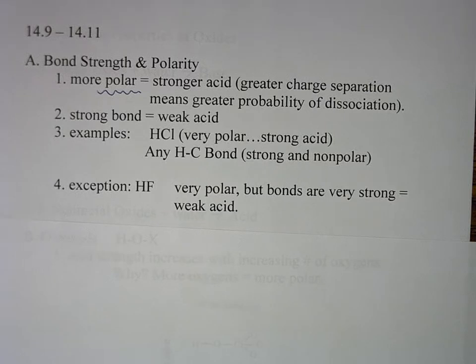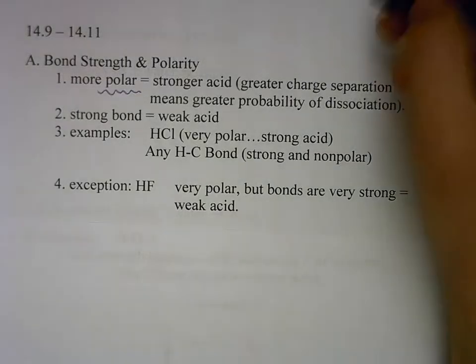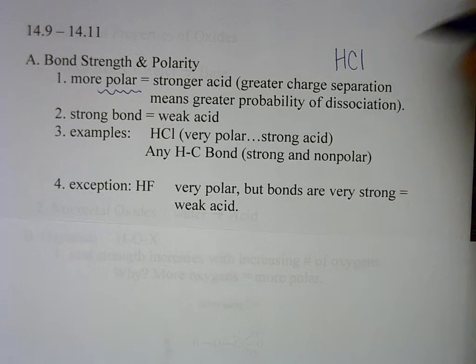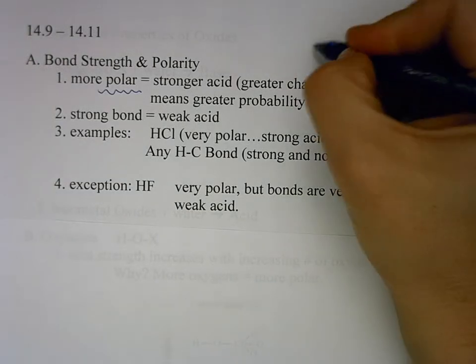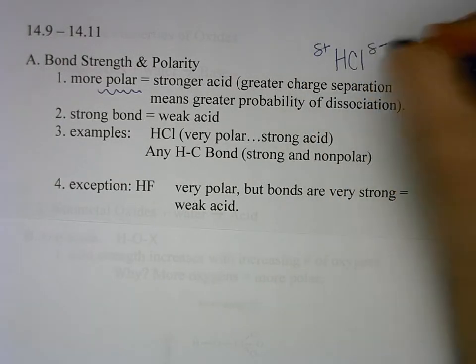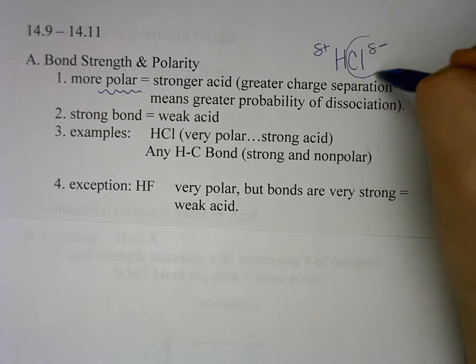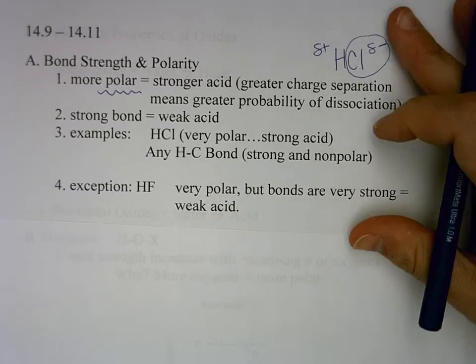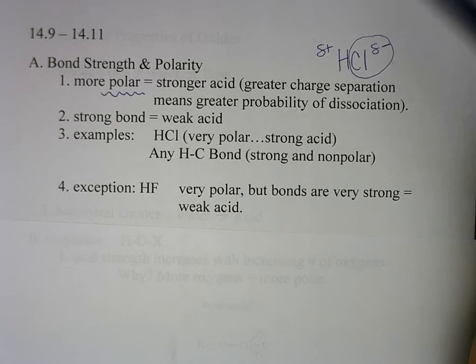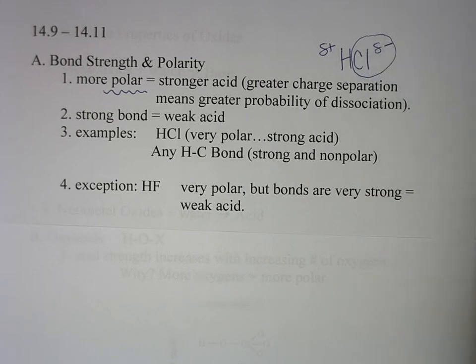And since it's really polar, like if it's HCl, we know hydrochloric acid is a strong acid. This side is our partial positive, this side is our partial negative. But this side is very negative because chlorine is really electronegative. Because this is a really polar molecule, this hydrogen is barely hanging on to that molecule at all. And so it's going to fall off of the molecule fairly easily. And so that means that you have greater dissociation and a stronger acid.